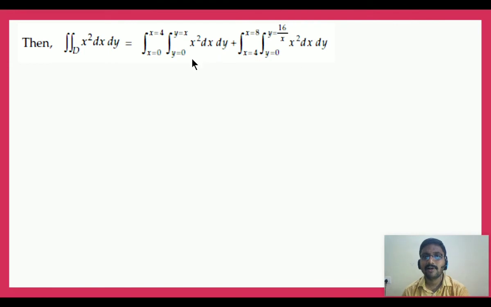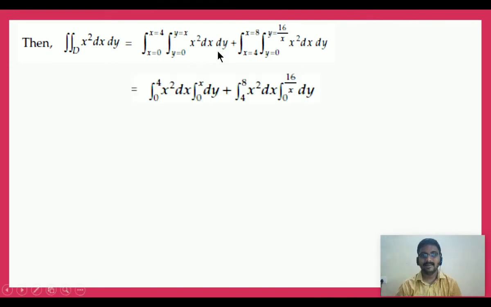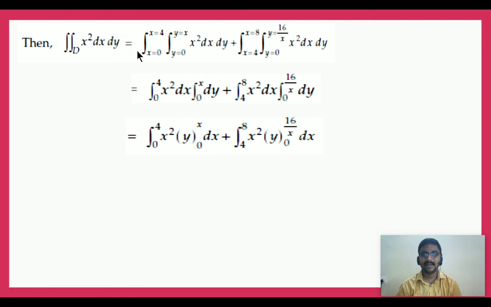Now we can evaluate the double integral easily while integrating first with respect to y and then x. Substituting upper limit as x and lower limit as 0 in the first integral. In the second one, substituting upper limit as 16 by x and lower limit as 0. Now the double integration reduces to a single integration, which can be easily evaluated.